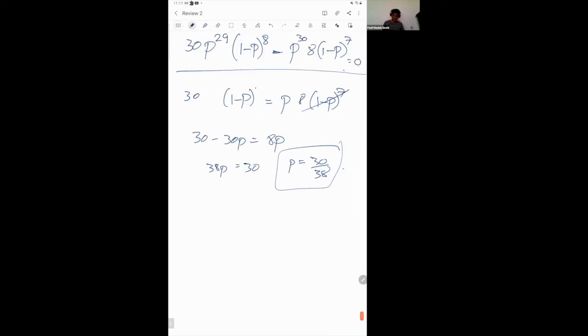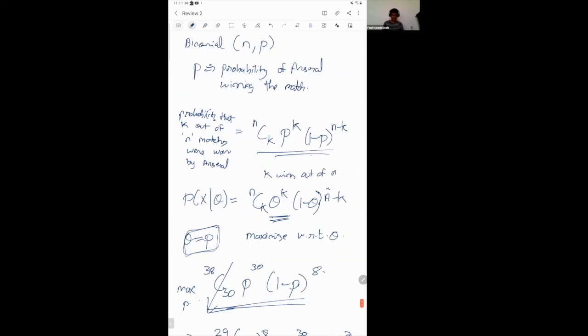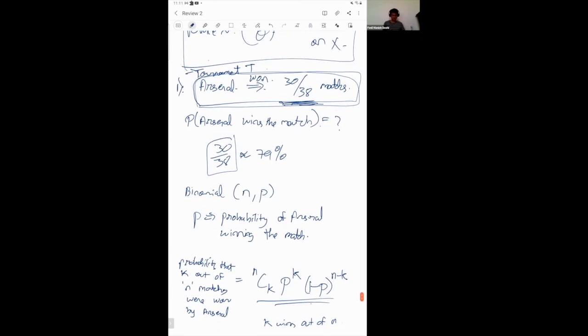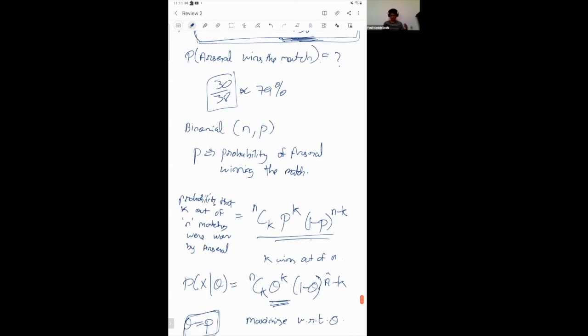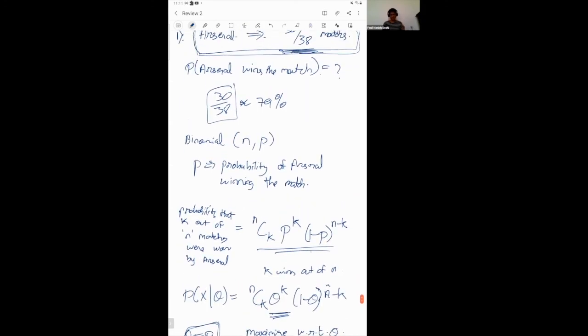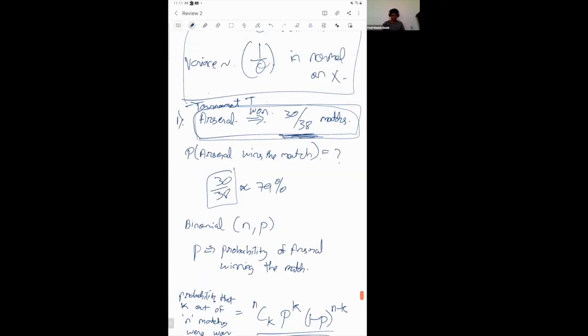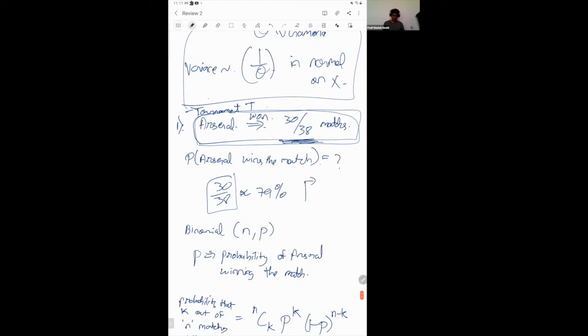Not surprising, but that is how you find a maximum likelihood on this data. Now you have some information: the best estimate of your parameter p was 30/38. So the distribution that you would get is a binomial distribution with p as 30/38, the probability of Arsenal winning a match.